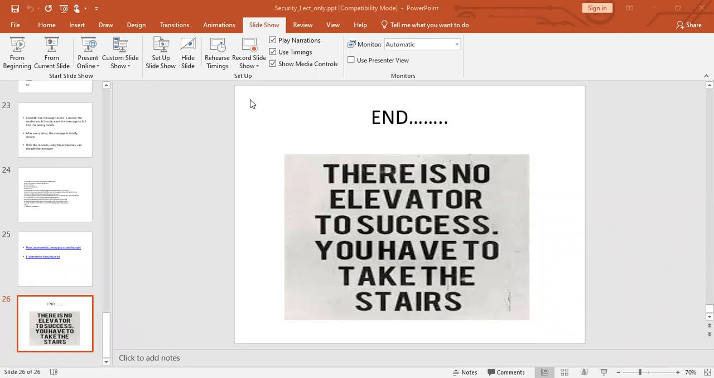Now, I'll leave you with a quote that there's no elevator to success, my people. You have to take the stairs. Don't think that there are shortcuts to success. If you follow shortcuts to success, it will land you in eternal misery and suffering. So always take the stairs, the normal route to success. And the normal route to success is hard work.